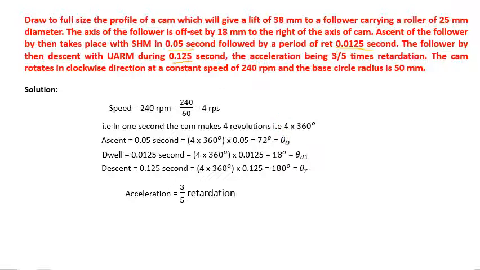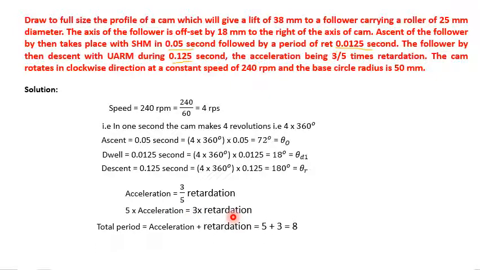Okay. So now in the problem, it is given that acceleration is 3 by 5 times retardation. Therefore, we can write acceleration is equal to 3 by 5 times retardation, or 5 times acceleration is equal to 3 times retardation. So the total period is the sum of the acceleration and retardation. Acceleration is 5 whereas retardation is 3. Therefore the total period is 8.